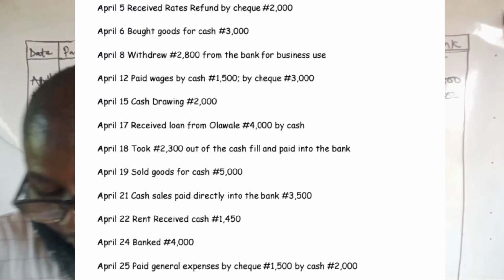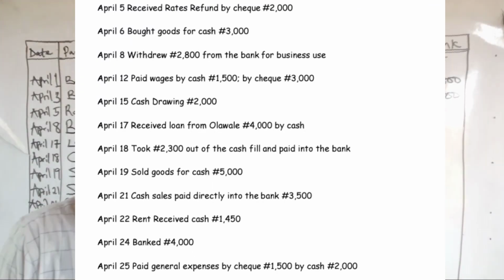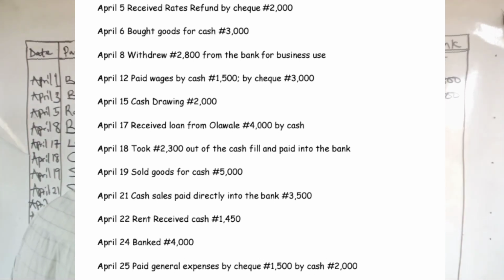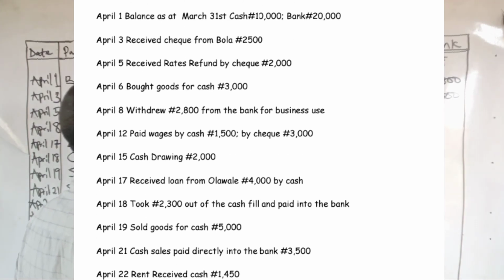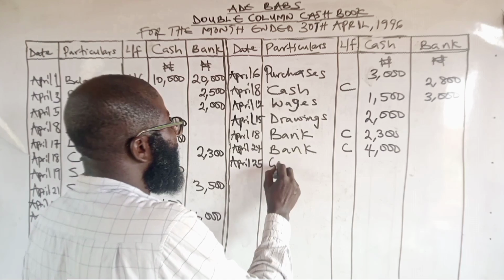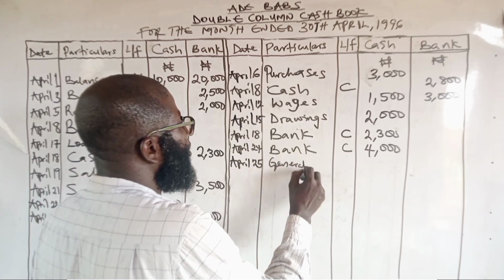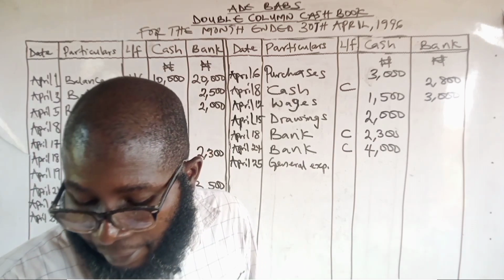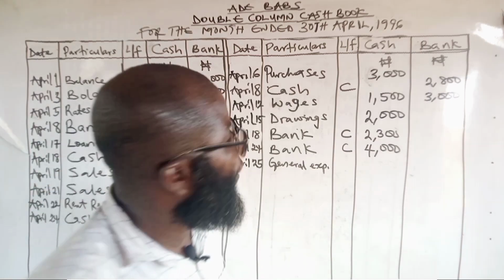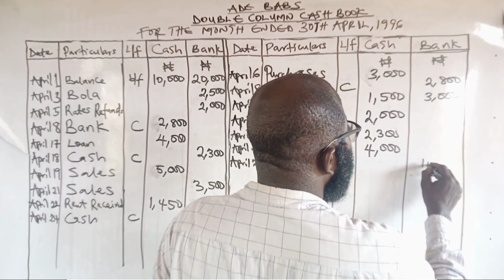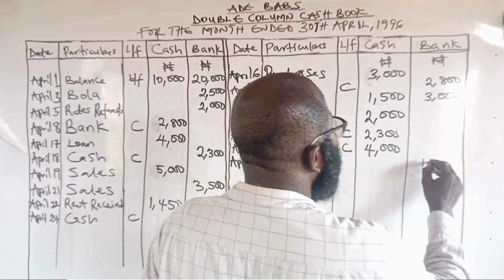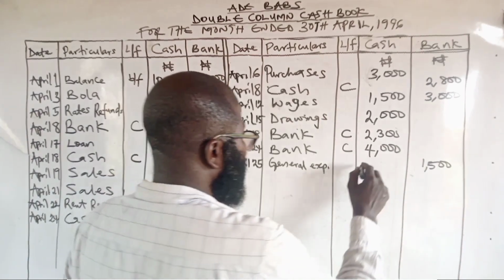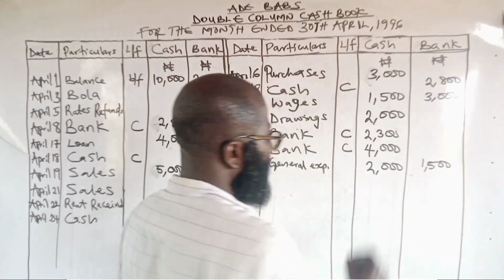Then April 25. Paid general expenses by check, 1,500, by cash, 2,000 naira. April 25, general expenses by check 1,500. Come to the bank column, put 1,500 here. Then you come to the cash, we have 2,000 naira here.